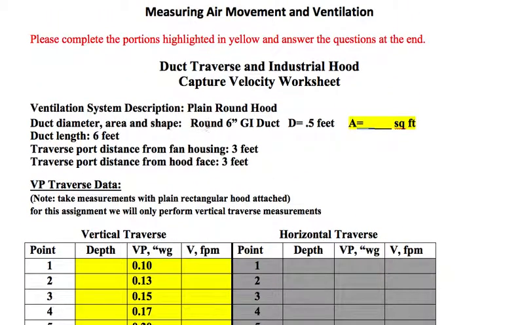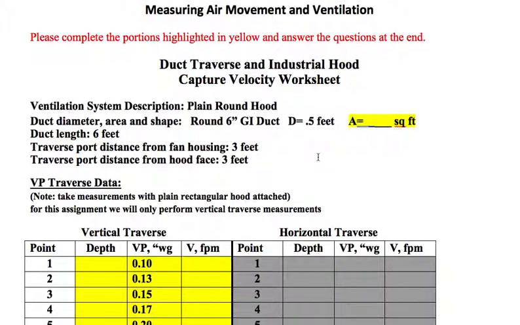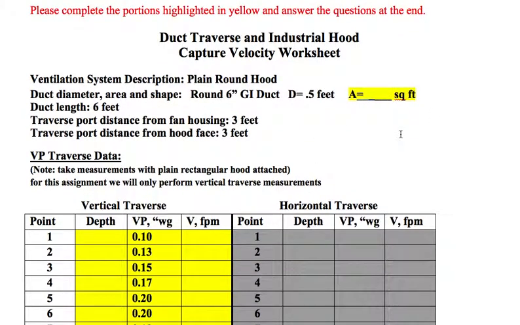So, for instance, in this situation, we had a 6-inch galvanized iron duct, diameter 6 inches, 0.5 feet, same thing. What we're asking you here is number one, tell us what the area of this duct is in square feet. Okay, I even gave you a little bit of a reminder that the diameter is 0.5 feet, so you should be able to figure out what the area is. Of course, pi r squared, radius squared.